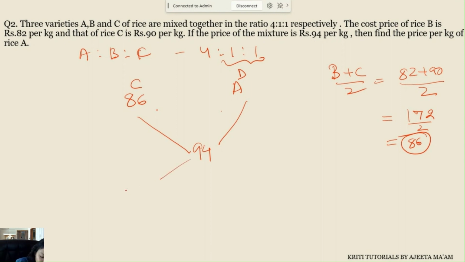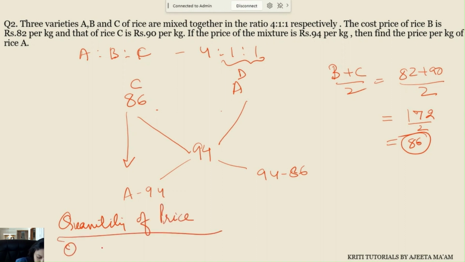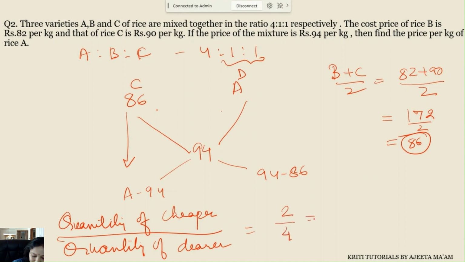Right? So what will we get here? A minus 94 and 94 minus 86. Now what's the ratio? The ratio for the cheaper one turns out to be 2, because we have already mixed B and C together. So 2. And for A, what's the ratio? 4. So the ratio is quantity of cheaper to quantity of dearer, which is 2 is to 4. And that is A minus 94 upon 94 minus 86.